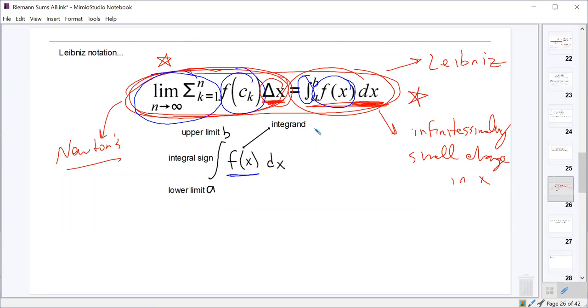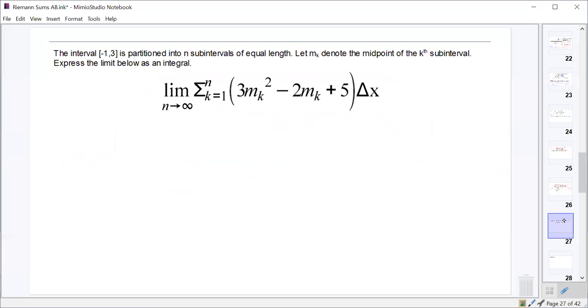Good. Cool. So the last thing we're going to do, and we have plenty of time to do this, is we're going to take a function that is in Newton's notation, with a little bit of extra information here at the beginning, and rewrite it into Leibniz notation using an integral sign rather than using the limit and the summation. So we're going to take an interval from -1 to 3 and partition it into n subintervals of equal length. M sub k is the midpoint of the kth subinterval. And we want this limit to be expressed as an integral.